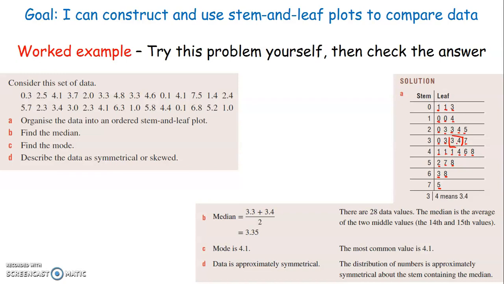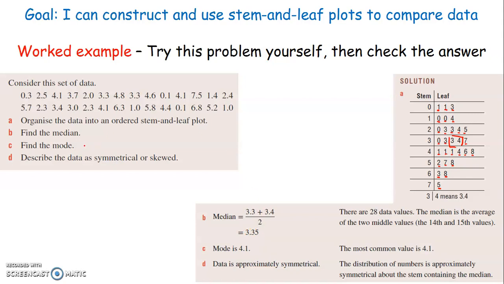And remember, when we have two middle numbers, what we do is we add these numbers and then divide it by 2, right? So this is what they've done here. They've added 3.3 and 3.4. That's going to give you 6.7. Then divide it by 2, and that's going to give the answer 3.35.